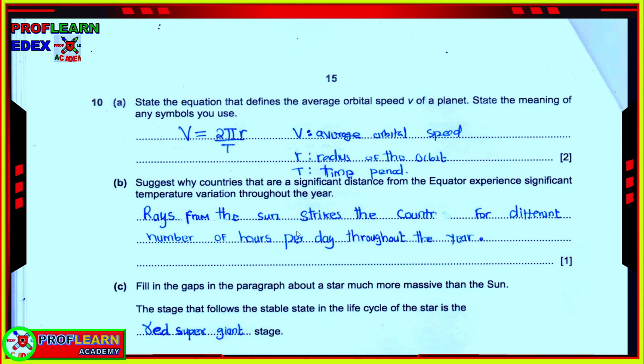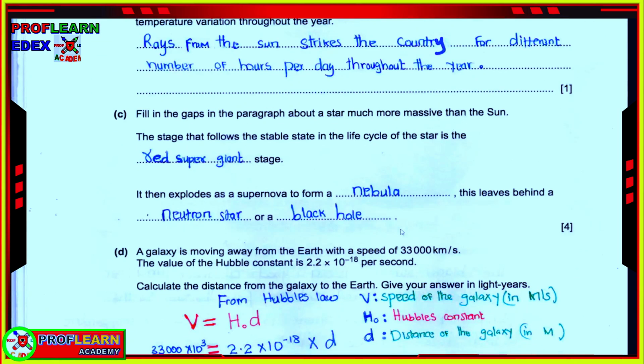Suggest why countries that are significantly distant from the equator experience significant temperature variation throughout the year. Remember, the temperature depends on which part is facing the sun. So rays from the sun strike the country for a different number of hours per day throughout the year. Also, this country will be facing the sun at different angles, so that will also affect it.